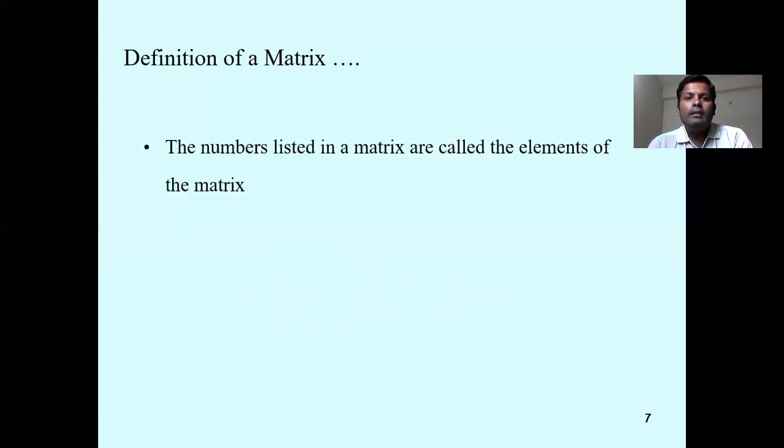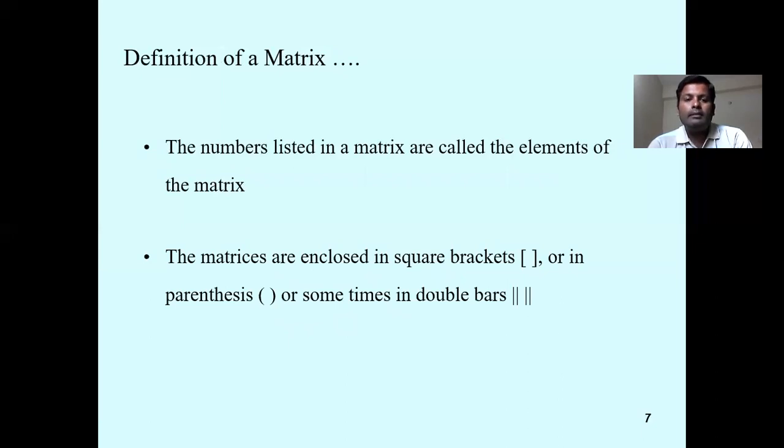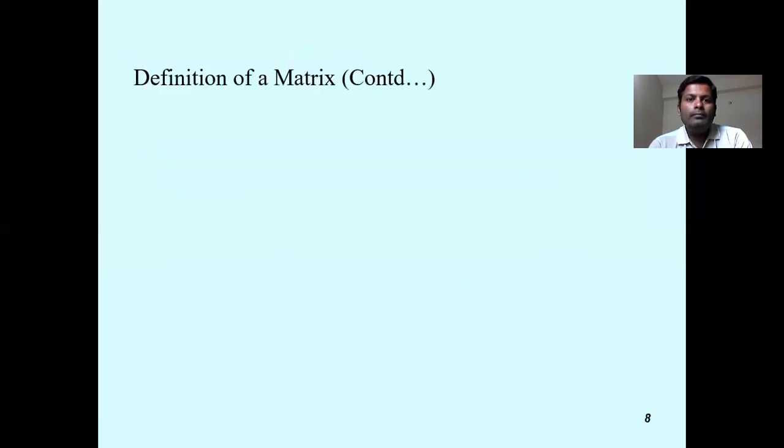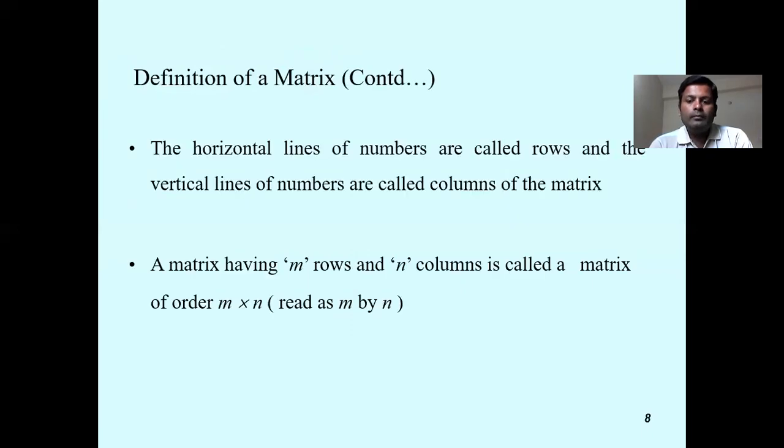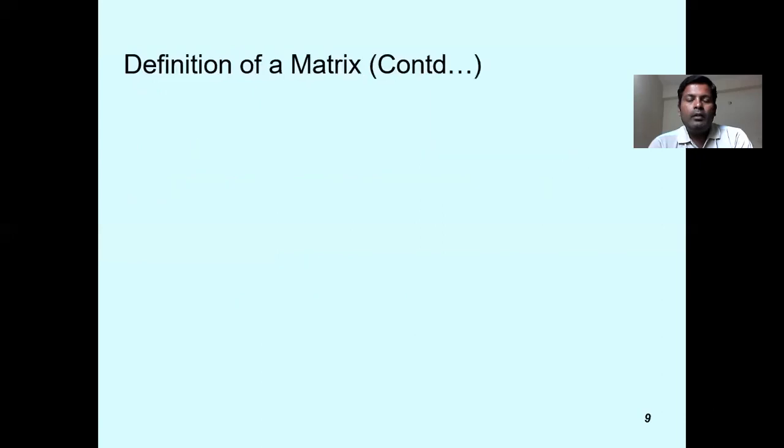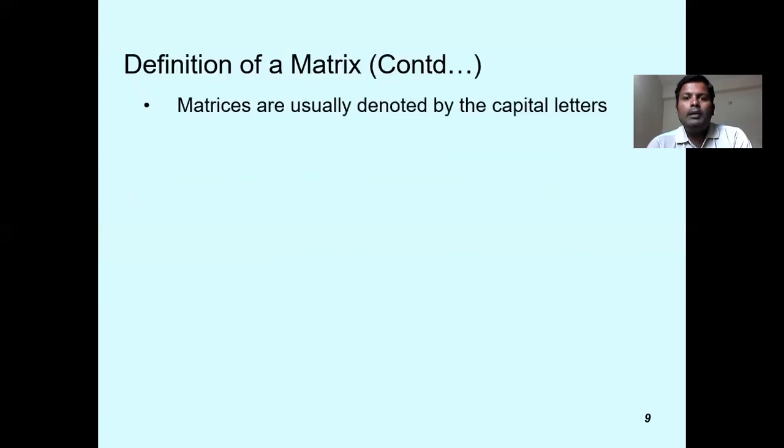Now, the numbers listed in a matrix are called the elements of the matrix. Matrices are enclosed in square brackets or in parentheses, sometimes in double bars. Matrices are usually denoted by capital letters. The general form of a matrix is m by n.